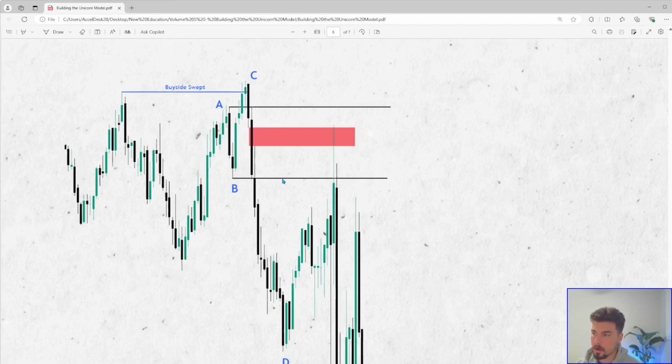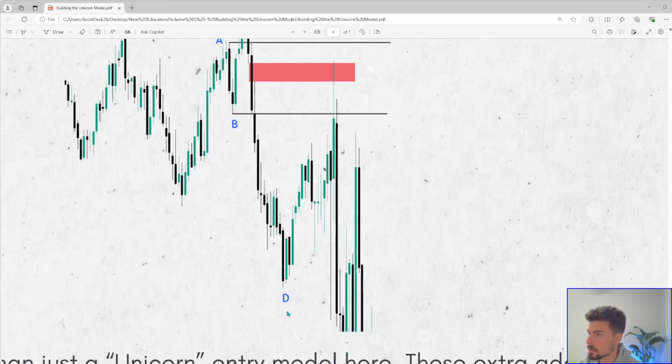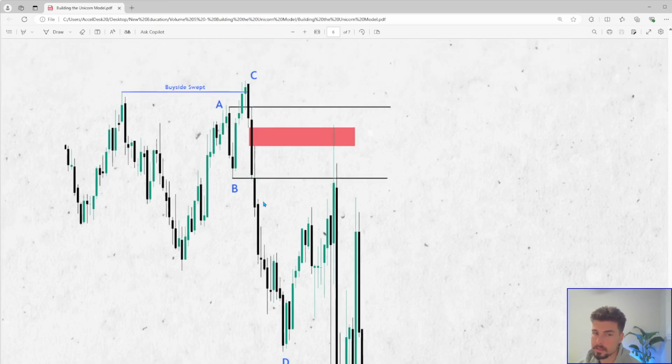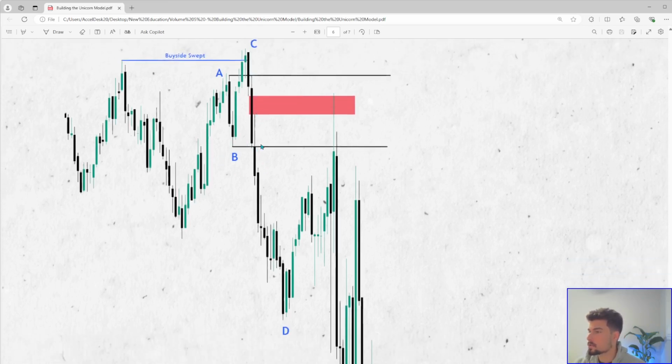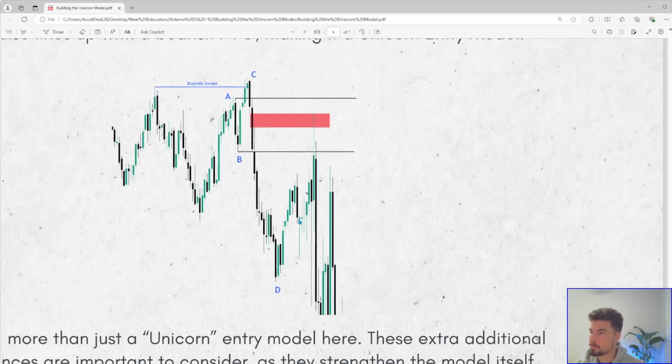C is the swing high in this case that sweeps A. And then D is the swing low that's created that sweeps B, right? So once a market structure shift happens, you have D, and this is probably an easy way to explain it, right? You have these four components. You have A, B, C, and D.